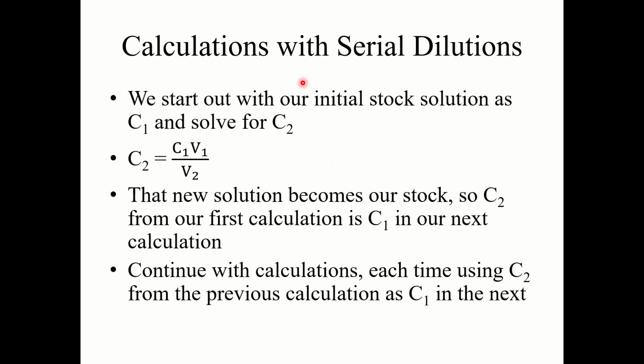Now, how do we do the calculations with serial dilutions? Well, what you want to do is start out with your initial stock solution as C1 and solve for C2. Now, that new solution you just made becomes the new stock. So the C2 from the first calculation is now C1 in our next calculation, and we just continue from there, each time using C2 from the previous as C1 in the next.